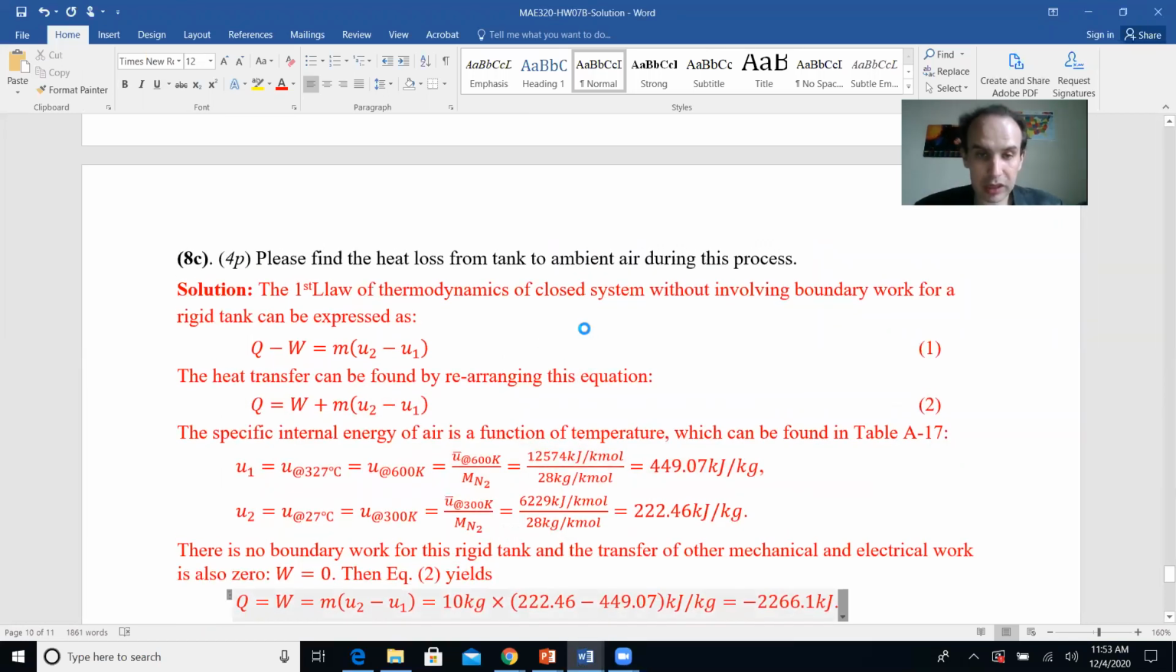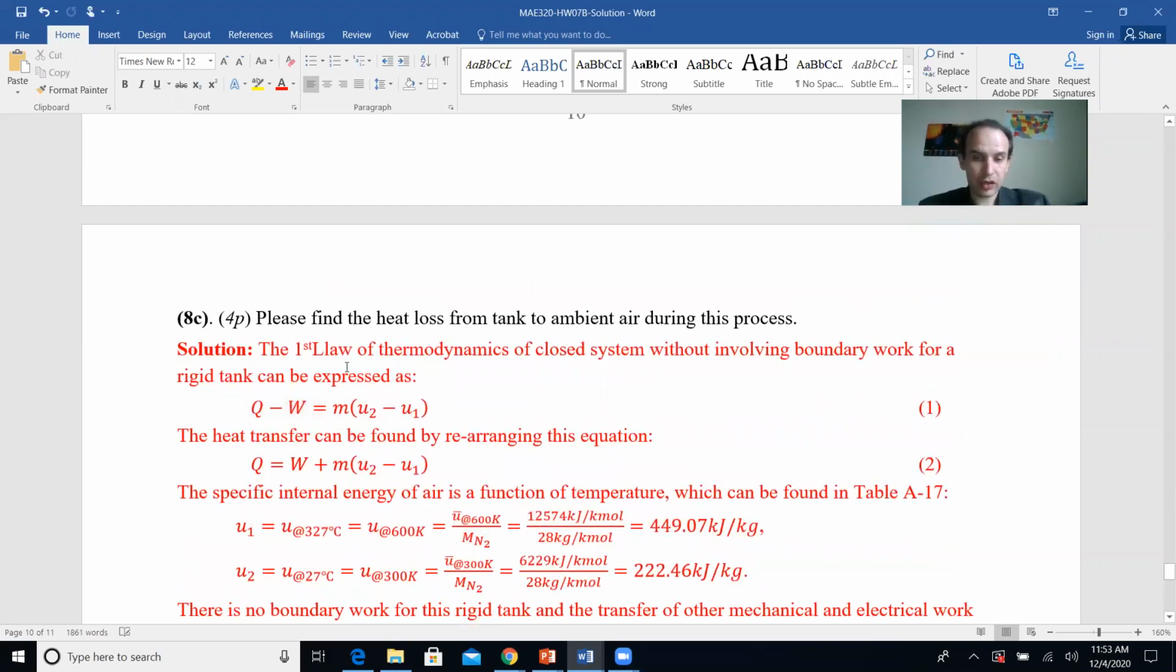You have this rigid tank. Write down the first law of thermodynamics. What is work done here? There is no work, correct? So your heat transfer is simply m delta U. It's exactly like you did in chapter 6.